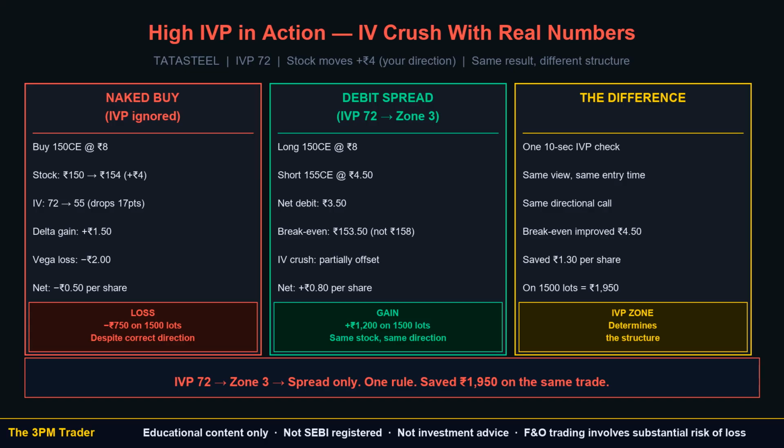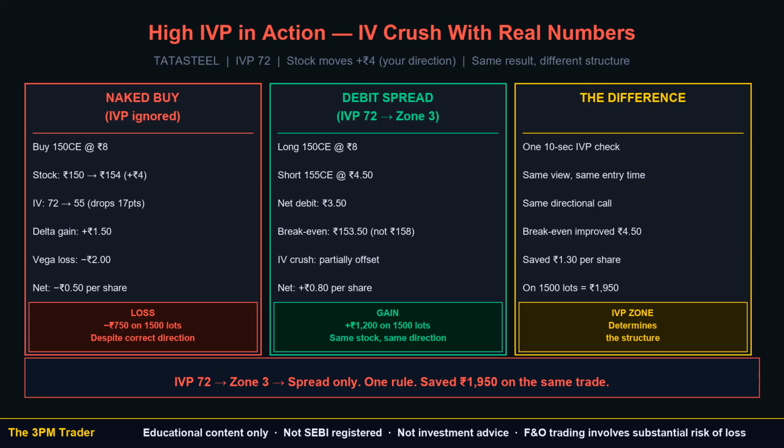Let me show you exactly how IV crush destroys a trade with actual numbers. TATASTEEL, you are bullish. Stock at 150 rupees. IVP is 72. You ignore IVP and buy the naked ATM 150 call option at 8 rupees per share. 1500 lot size, capital deployed 8 times 1500, 12,000 rupees. 3 days later, stock moves to 154. That is a 2.7% gain.